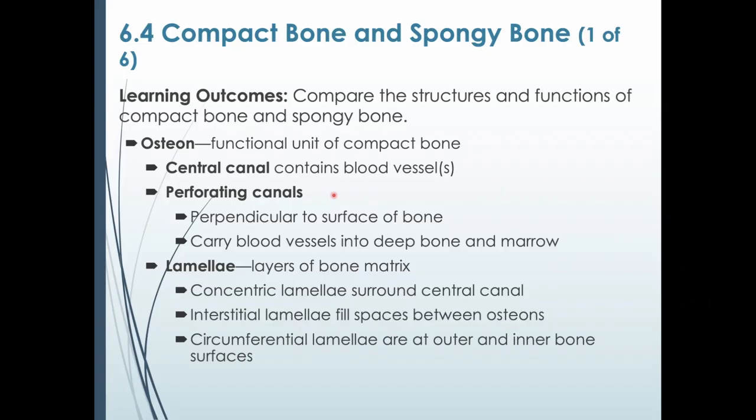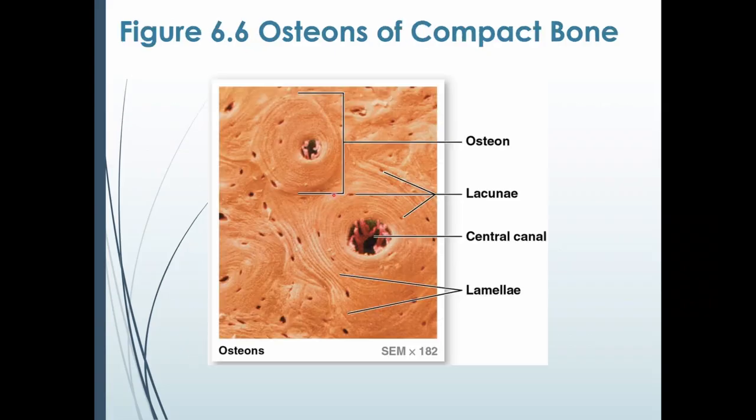I'm going to give you a picture here in just a moment. There's interstitial lamellae. Those are basically going to fill the spaces between each of the osteons. And then you have circumferential lamellae. They're going to be at the outer and the inner bone surfaces. So let's check it out.